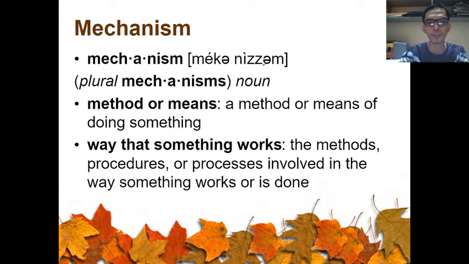If we define mechanism, it is a method or means of doing something. In this case, we will try to find out what is the method of evolution. How do organisms evolve? What makes an organism evolve? That is the method of evolution we will discuss today.